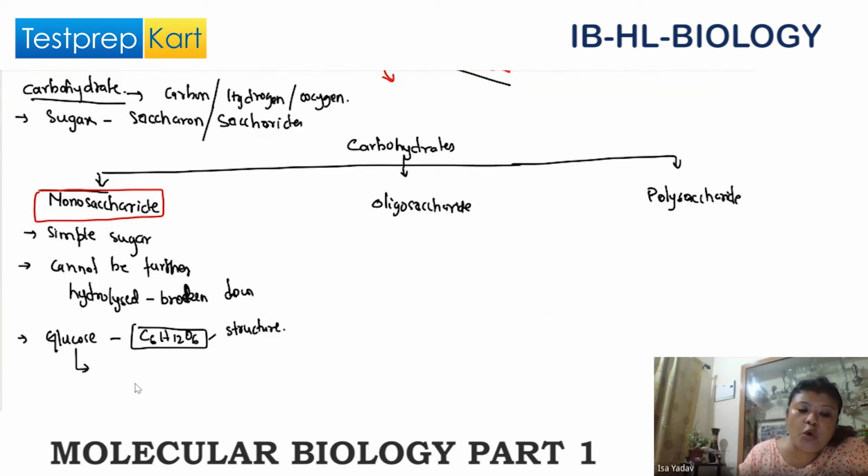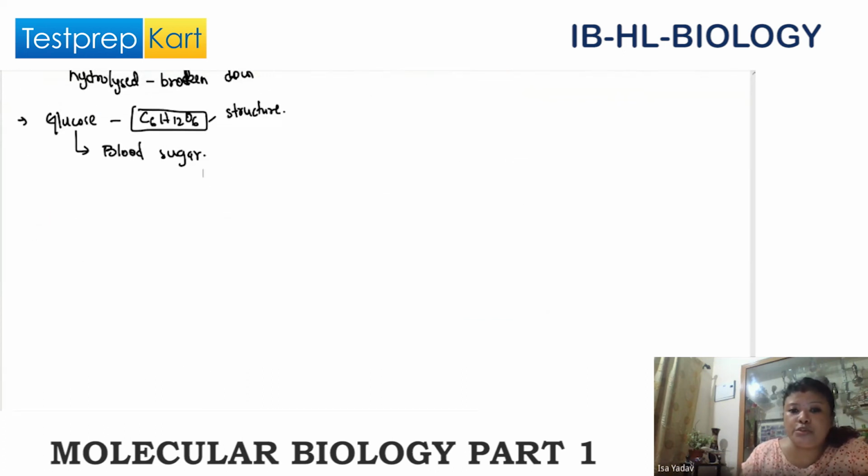Glucose. Glucose is called blood sugar. It is present in our blood. Glucose is also present in cane sugar, sugar cane, along with fructose.